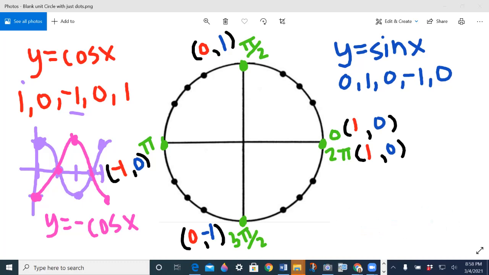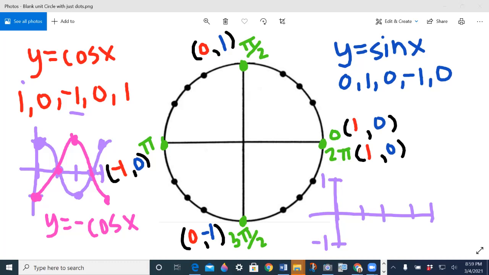So when I graph sine, let me just get this set up again. Here we've got our one, which is our high, and our negative one, which is our low. And we're going to have 1, 2, 3, 4, 5. Okay. And that would take me out to 2π.